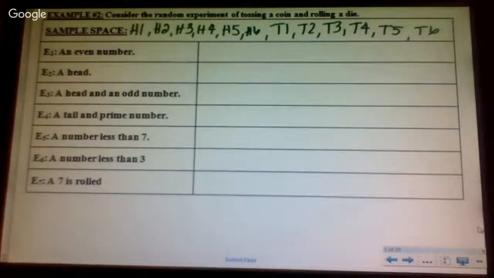That's what we get to pick from when we do the events. Okay. Event 1. They don't care about what's happening with the coin. They want your die to land on an even number.